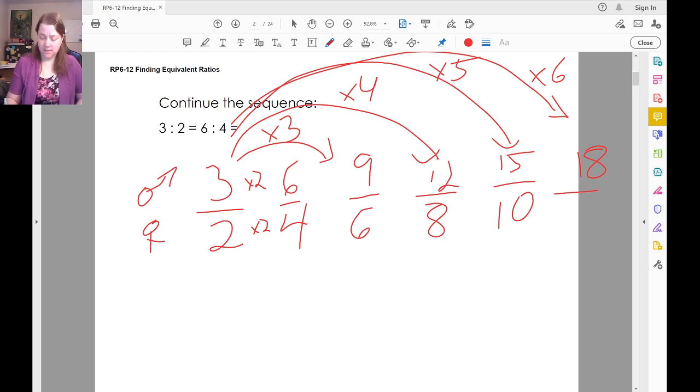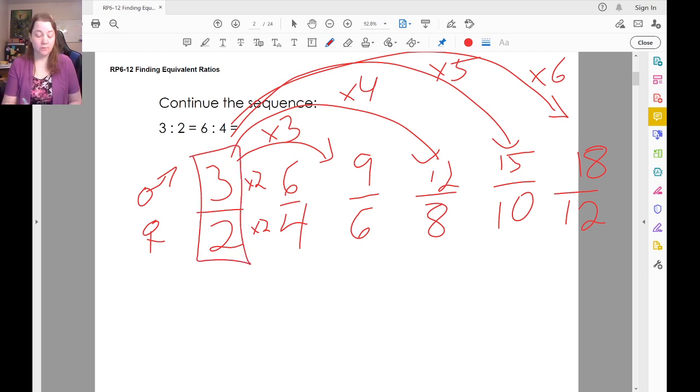3 times 6 is 18. 2 times 6 is 12, which tells us that if the ratio is 3 boys to 2 girls, and there are 12 girls, that means that there would be 18 boys. That's one way to figure it out.